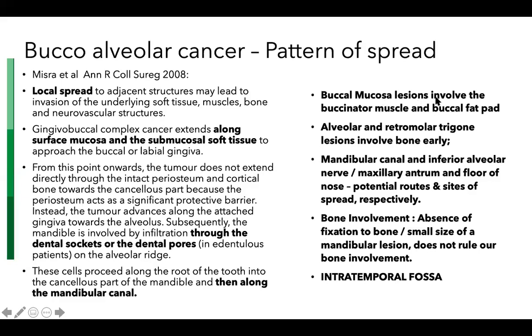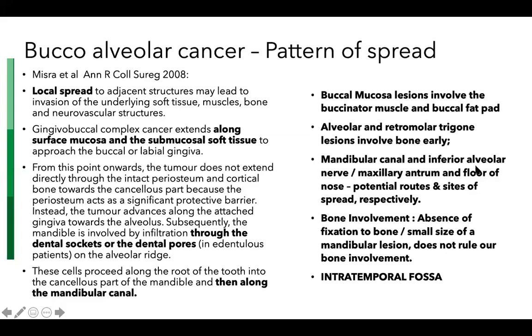So buccal mucosa lesions will progress differently as compared to alveolar and retromolar trigone lesions. Buccal mucosa lesions will involve the buccinator muscle and the buccal fat pad. Alveolar and retromolar trigone lesions will involve the bone early, that is natural.